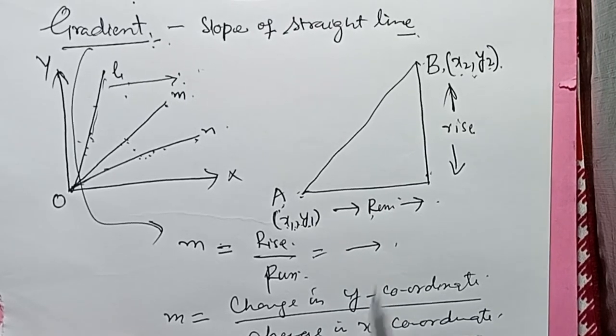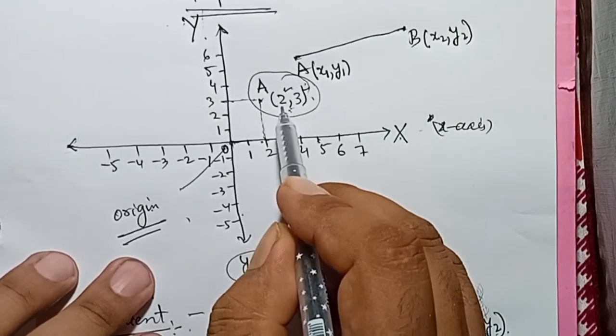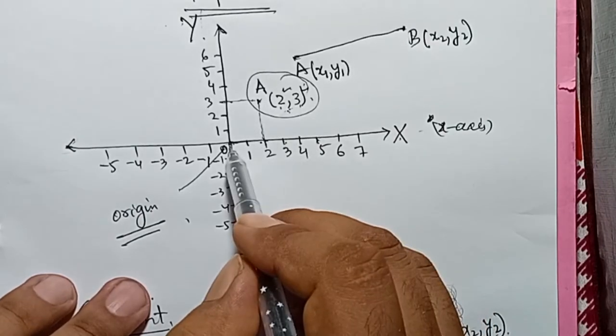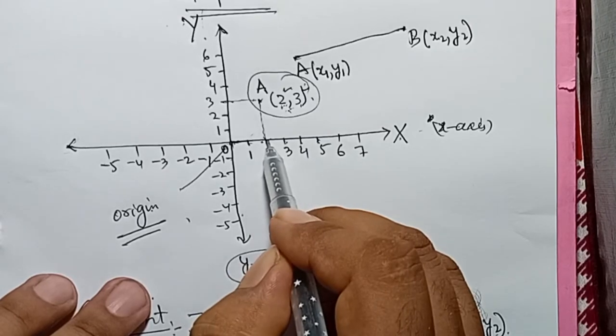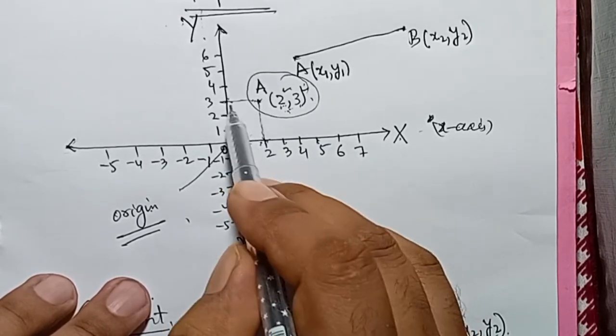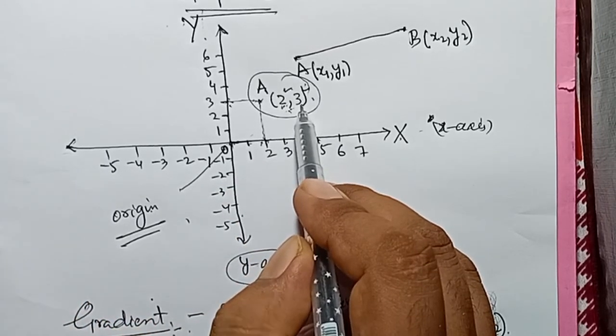What is this x coordinate and y coordinate? Once again we will go to here. This first number is the x coordinate and the second number is the y coordinate. Why? Because 2 is represented on this line, the x axis, and 3 is represented on the y axis. So this is called the x coordinate, this is called the y coordinate.